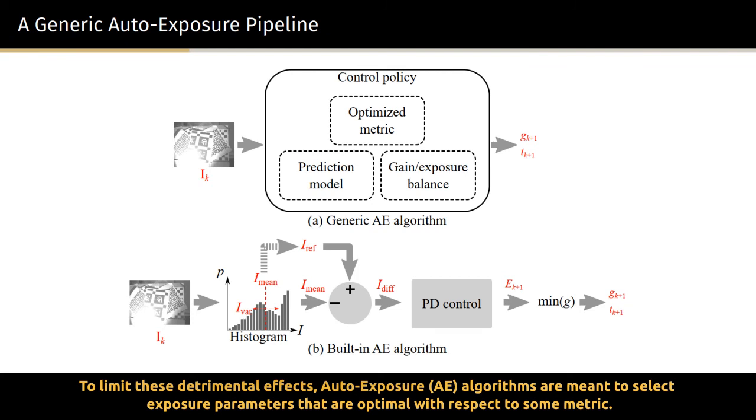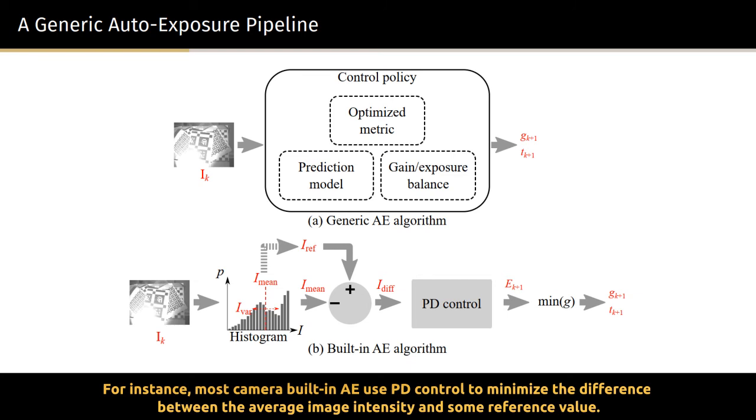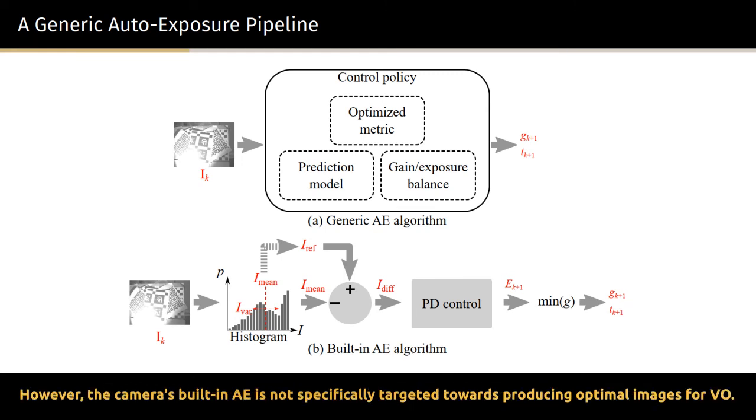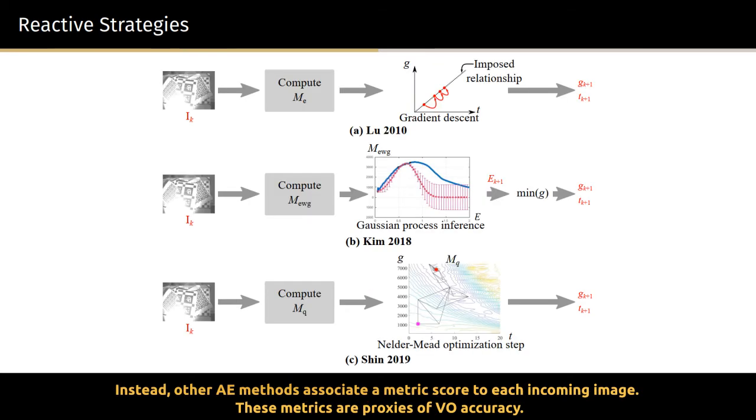To limit these detrimental effects, auto-exposure algorithms are meant to select exposure parameters that are optimal with respect to some metric. For instance, most camera built-in auto-exposure use PD control to minimize the difference between the average image intensity and some reference value. However, the camera's built-in auto-exposure algorithm is not specifically targeted towards producing optimal images for visual odometry. Instead, other auto-exposure methods associate a metric to each incoming image. These metrics are proxies of VO accuracy.